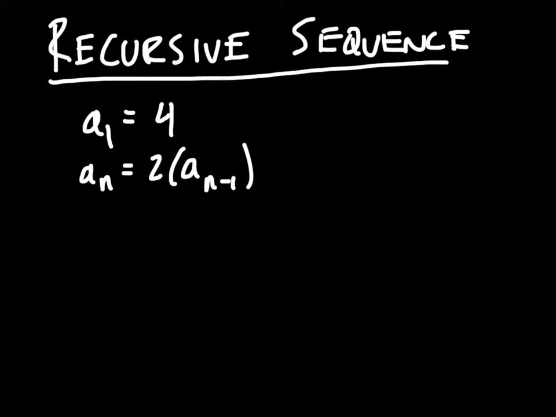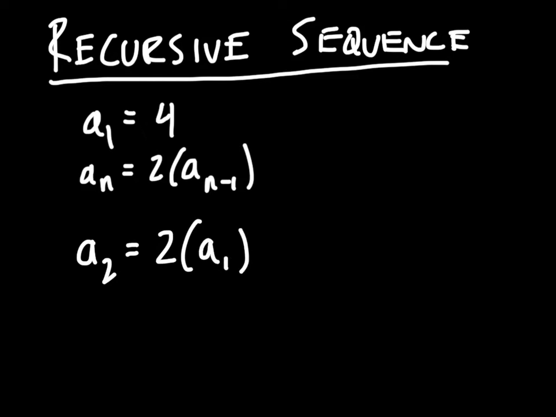So essentially in this you need the first term, because in this you have a sub n minus 1, that means the term before. So if I want to find the second term, or a sub 2, I do 2 times a sub 1. In this case we know that a sub 1 is 4, so it would be 2 times 4, or a sub 2 would be 8.